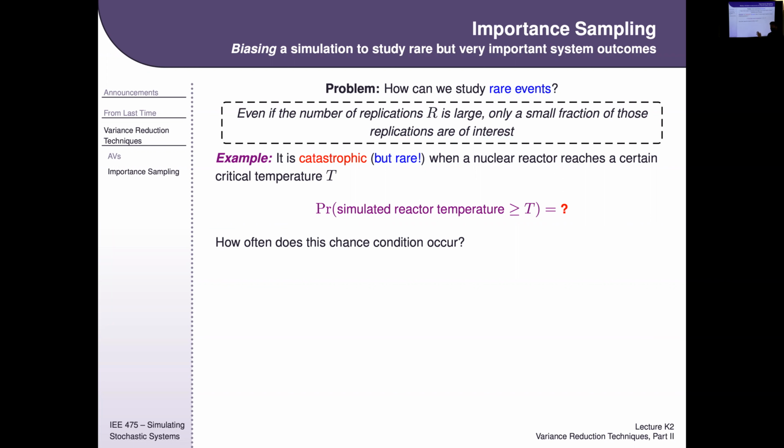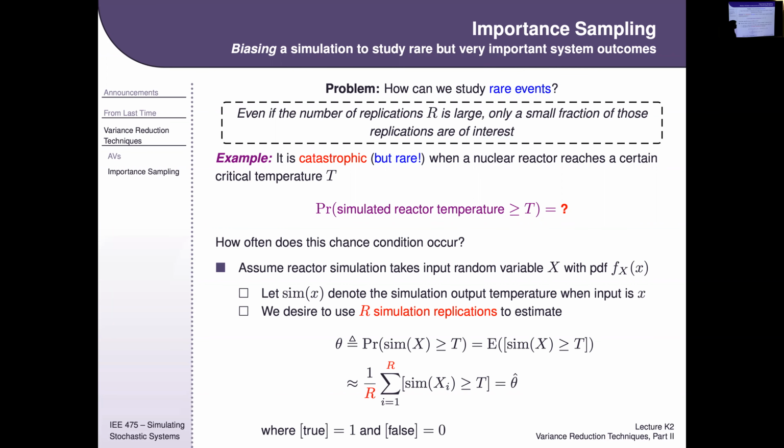I really need to know how often this occurs with the operational strategy that I've set up for this nuclear reactor. So how do we run this? Imagine we want to simulate this. We'll call our simulator of the nuclear reactor Sim. I'm not going to show what a nuclear reactor simulation looks like, we'll just bundle it all in a black box called Sim. And then I imagine that my nuclear reactor takes input from a random variable X that has a certain PDF.